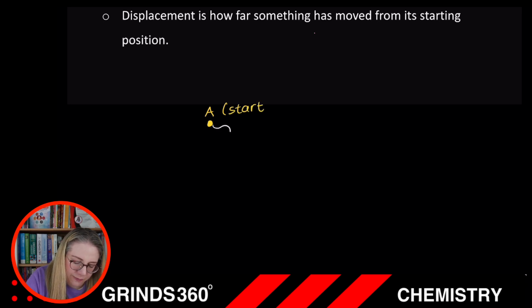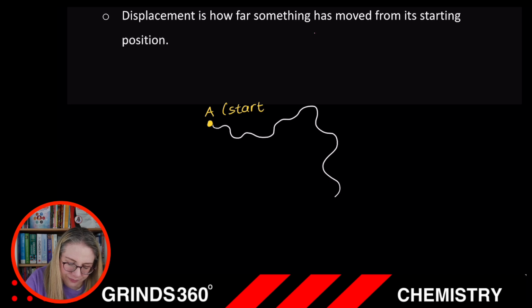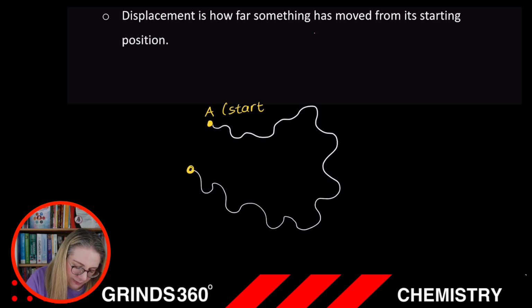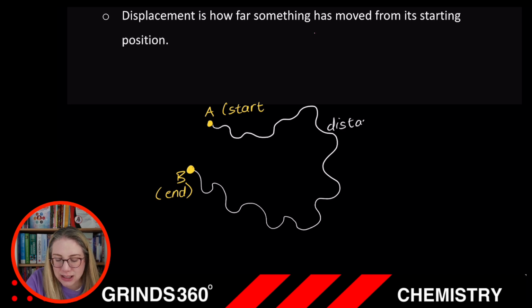So someone starts off at A and they go for a walk through the forest, and they end up on this side of the car park over here. We'll call this the end. Now, that white wiggly line that you see, if you were to start at the beginning and work out how long that squiggly line is, that is the distance. It's the total distance that that person has walked from point A to point B. Displacement is different. Displacement is how far they are from where they started. Their displacement is actually that.